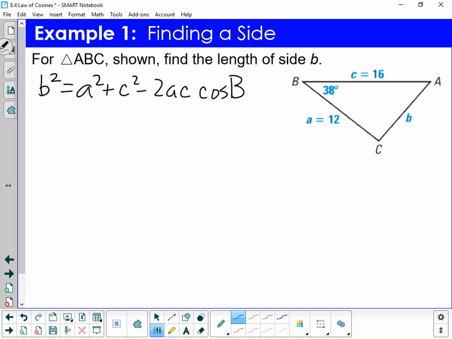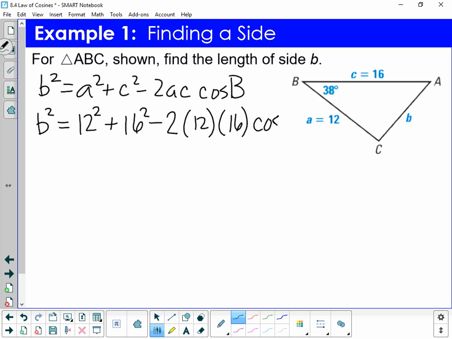What we're going to do is just put in the quantities that we know and manipulate the equation to find side B, which we don't know. We'll leave this B squared here because we're not sure what B is, but we know what A is. A is 12, so we square 12. We know what C is. It's 16. And the formula has a 2 here. We put in side A is 12, side C is 16, and that's all multiplied by the cosine of angle B, which is 38 degrees.